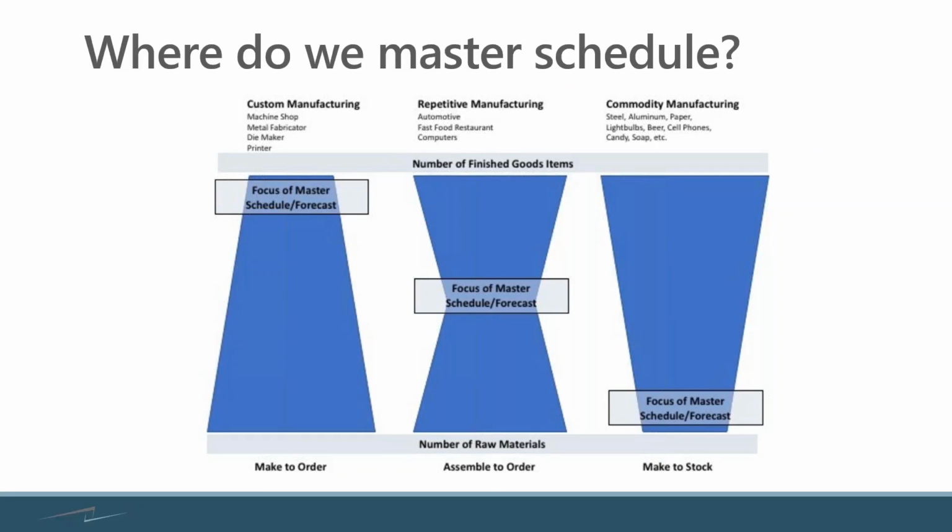Where do we typically use master production scheduling? Where do we typically see people using it? If you're custom manufacturing, you're a machine shop, you're engineer to order, a high degree of make to order, we're going to see a lot of that master scheduling at the top of my build pyramid. So I am going to be real picky about those final assemblies. I'm going to be real picky about the finished goods.